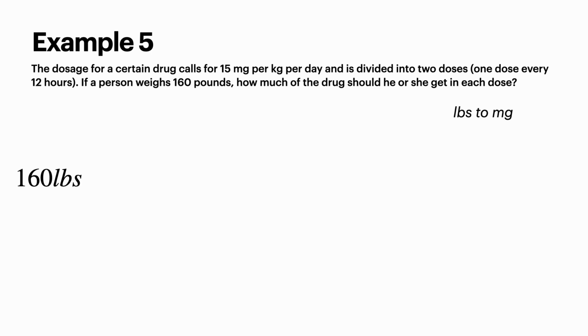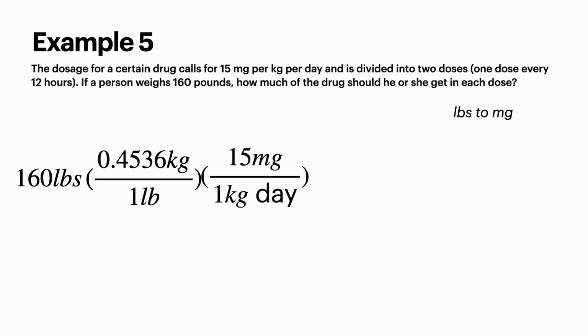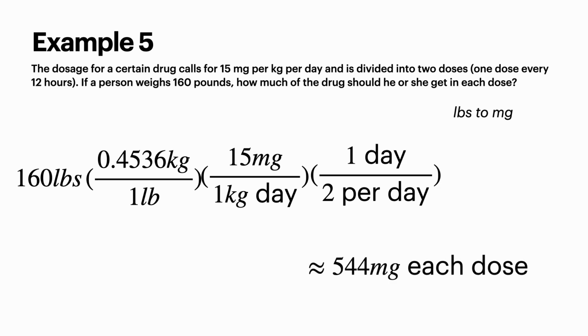So we start with their weight. Always start with the patient's weight if that's something they give you. Let's convert that to kilograms since that's how it's administered. 15 milligrams per kilogram per day. 1 day, and they're going to do it 2 times per day. So we find 544 milligrams per dose.